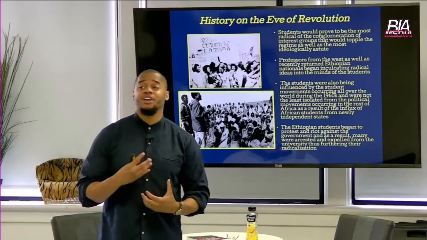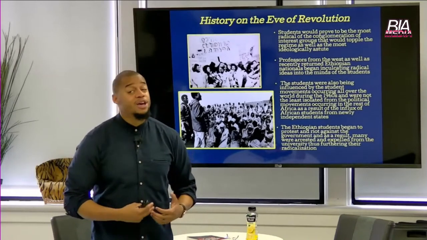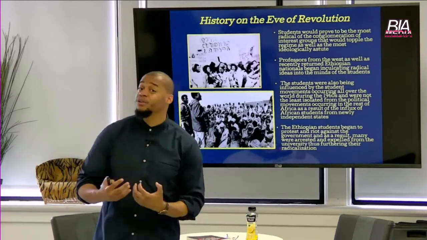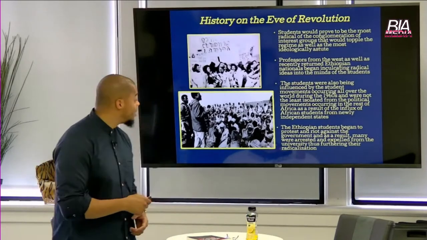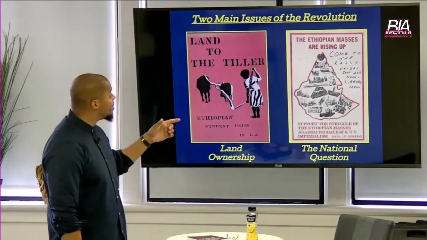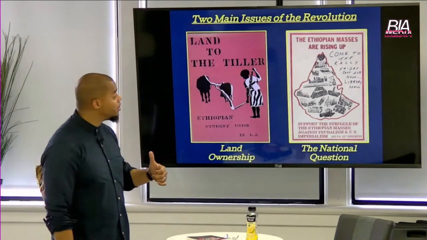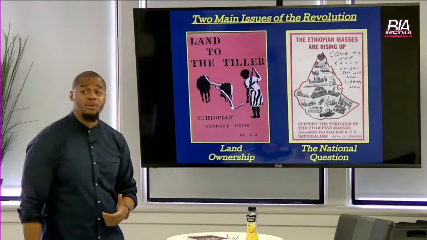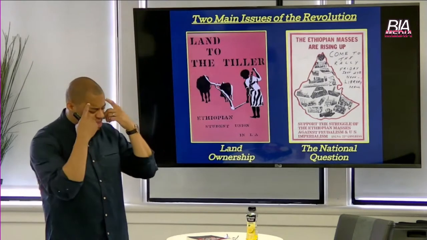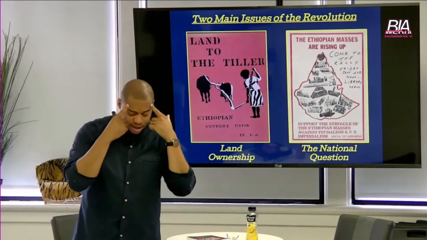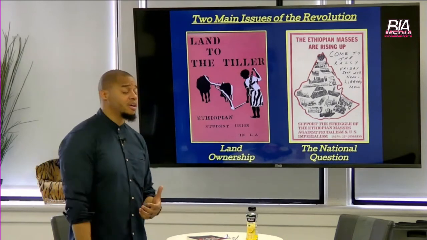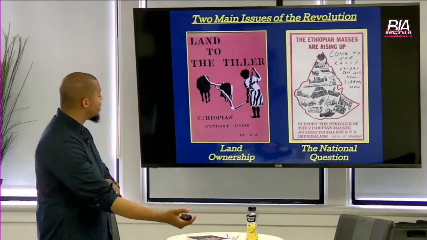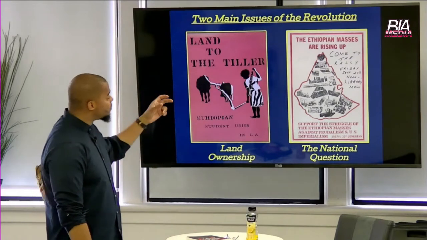They're learning about Black power. They're learning about all the anti-colonial movements that are happening in Africa. And even the Ethiopian students that are studying abroad, that are studying in the United States, that are studying in Europe, they formed the Ethiopian Students Organization. And they're starting to think about, wait a minute, it's really messed up where we come from. Our people are being hyper-exploited. So they started to organize things like conferences that talked about land to the tiller.